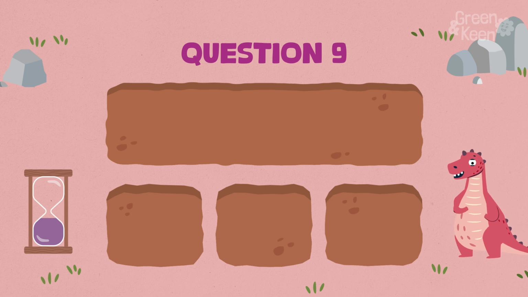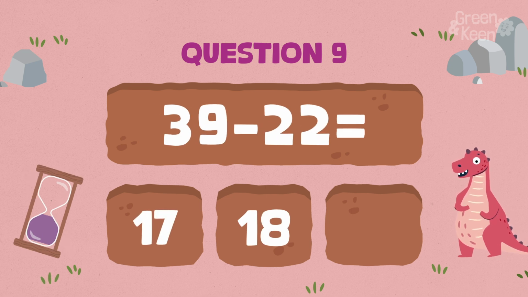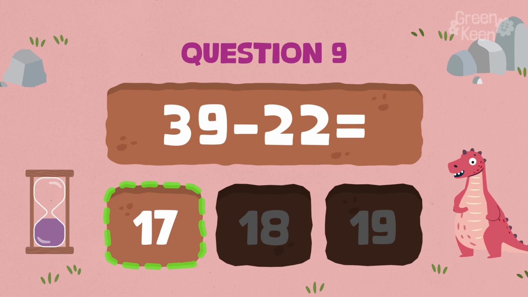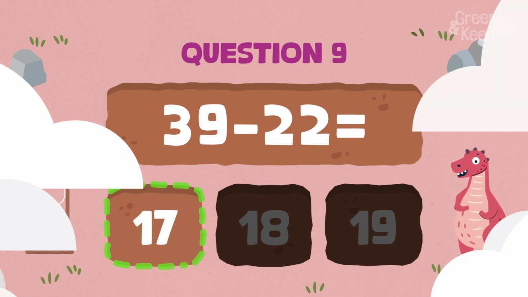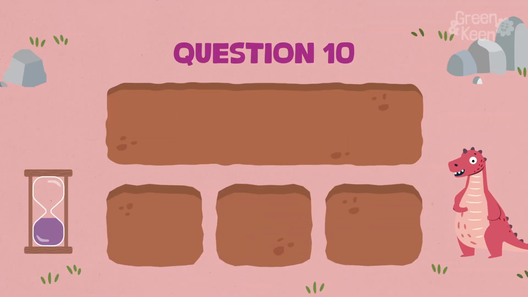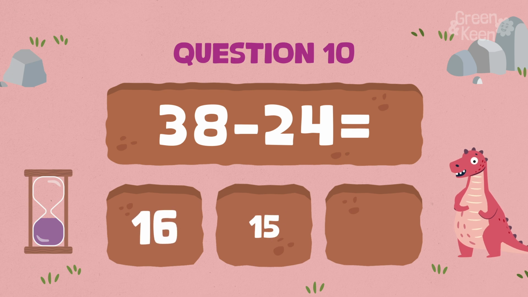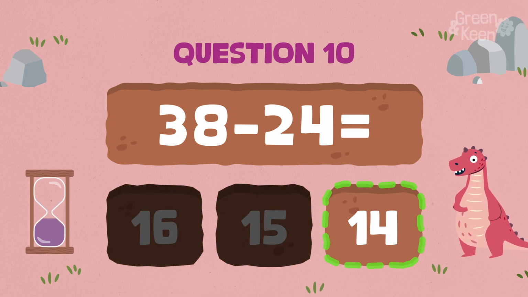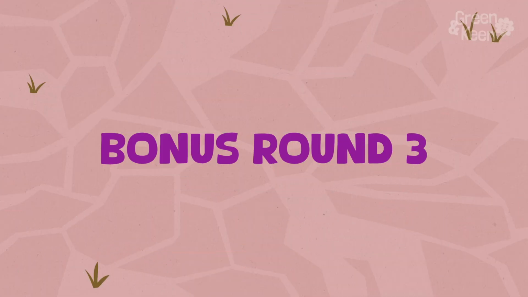Question number 9. 39 minus 22 equals? The answer is 17. Question number 10. 38 minus 24 equals? The answer is 14. Here comes the bonus round.